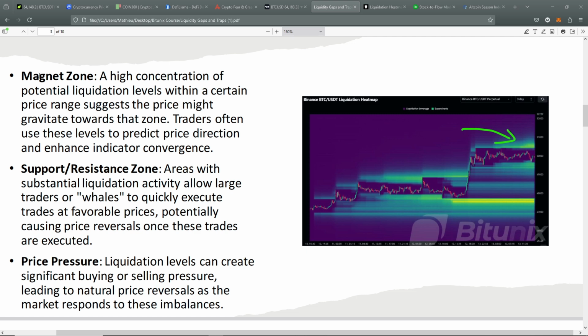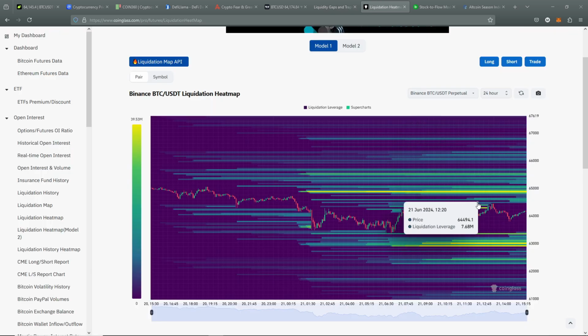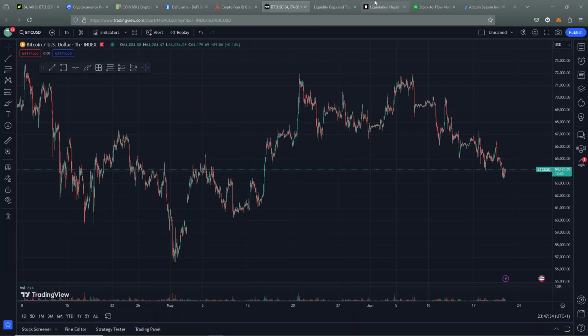So let's just review the definition of a magnet zone, and then we're going to try and find some of this stuff on an actual live example. It's a high concentration of potential liquidation levels within a certain price range, which suggests that the price might gravitate towards that zone. Traders often use these levels to predict price direction and enhance indicator convergence, right? So don't just look at the magnet zone, but of course put two and two together. Okay, we're already uptrending. We already cleared previous magnet zones. We have a new one coming up. Very likely that we're going to head there next. So let's go ahead and look at some live examples, okay? Looking here in the last 24 hours, you can compare it with the chart to see what's happening.